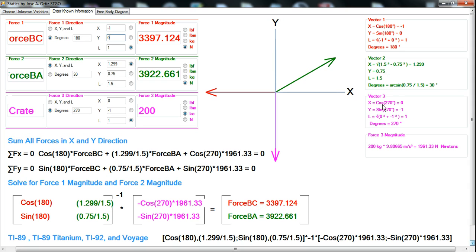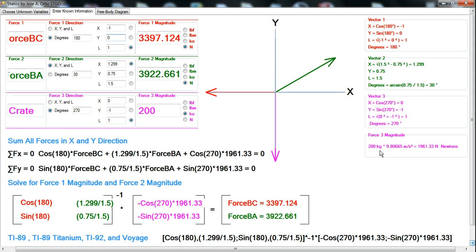And for vector 3, it's 270 degrees. So the cosine of 270, it's 0. So for this force that is represented by the crate, this is going to have an x component of 0. And the sine of 270 is -1. So the y component is going to be pointed straight down, and the unit length is just 1, and again 270 degrees. And the force 3 I already showed you, 200 kilograms times 9.8 gives you 1961.33 newtons.